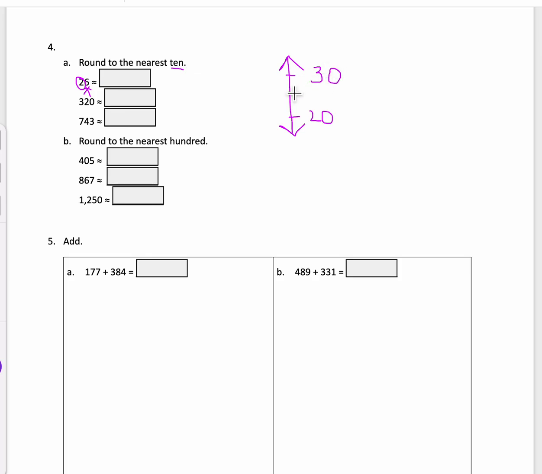And then my midpoint helps me see, well, is it greater than the midpoint or is it lower than the midpoint? Well, the midpoint would be 25 because it's in between 20 and 30. Well, 26 is 1 greater than the midpoint, so it's closer to 30. So if I place 26 where it would go on a number line, that means that it will be correctly rounded to 30. All right?